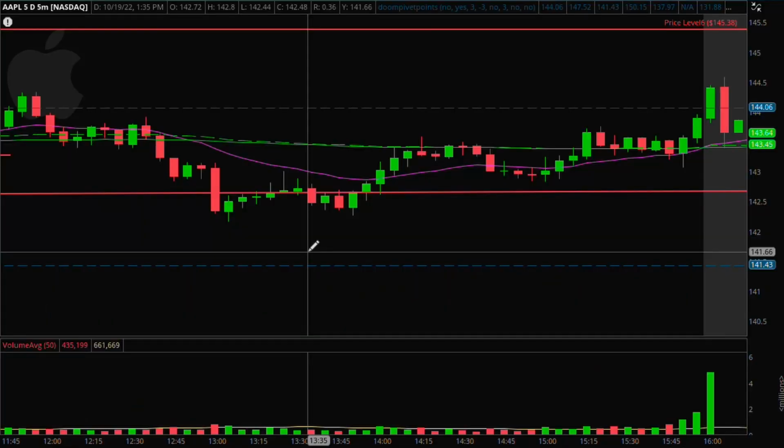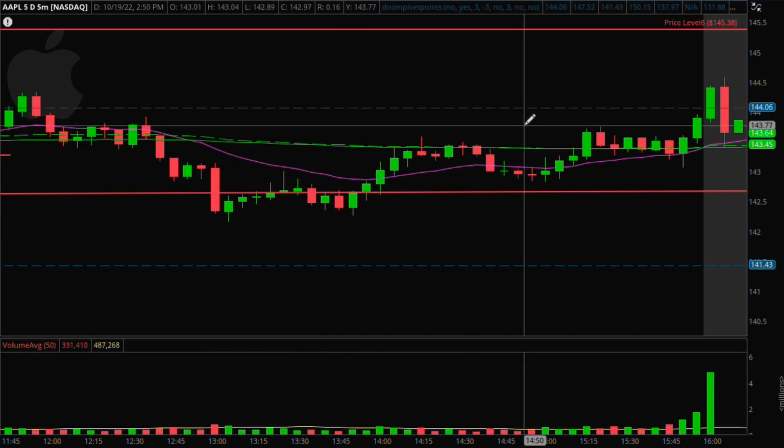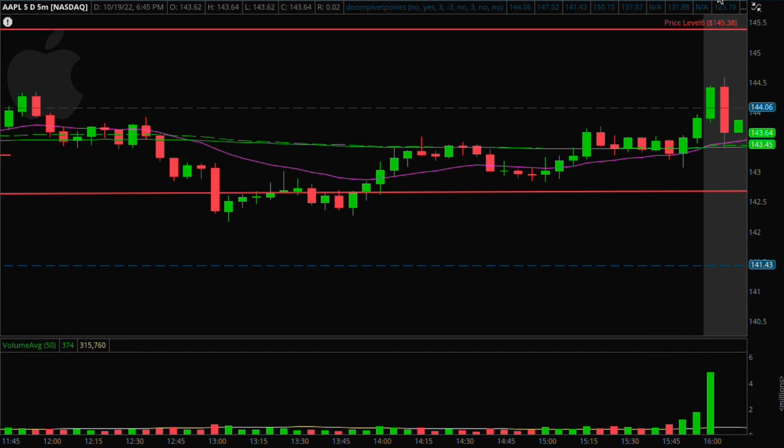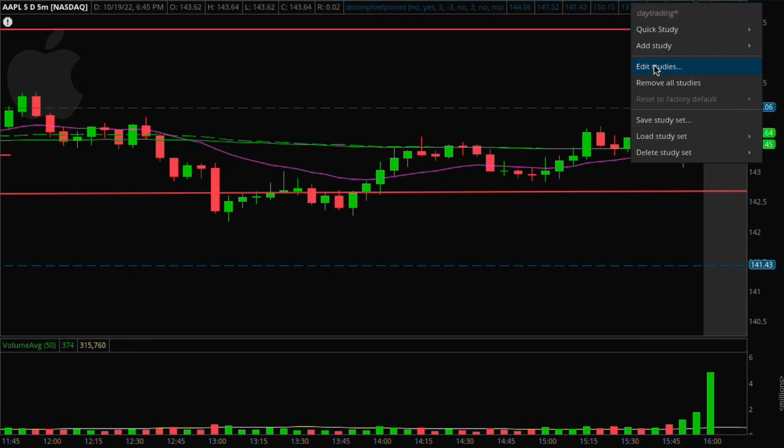Here we got an example of Apple here. And first you'll see some different lines that I have drawn on the chart, and I'll be breaking out what each one of those means and what indicators I use. First of all, depending on your broker, this may look a little bit different, but this will all be the same indicators you can look at anywhere.